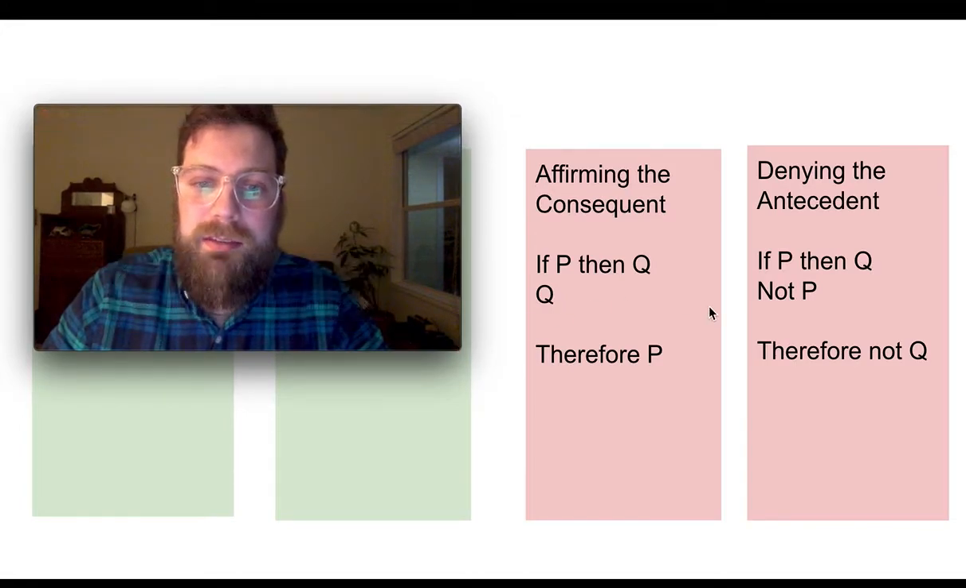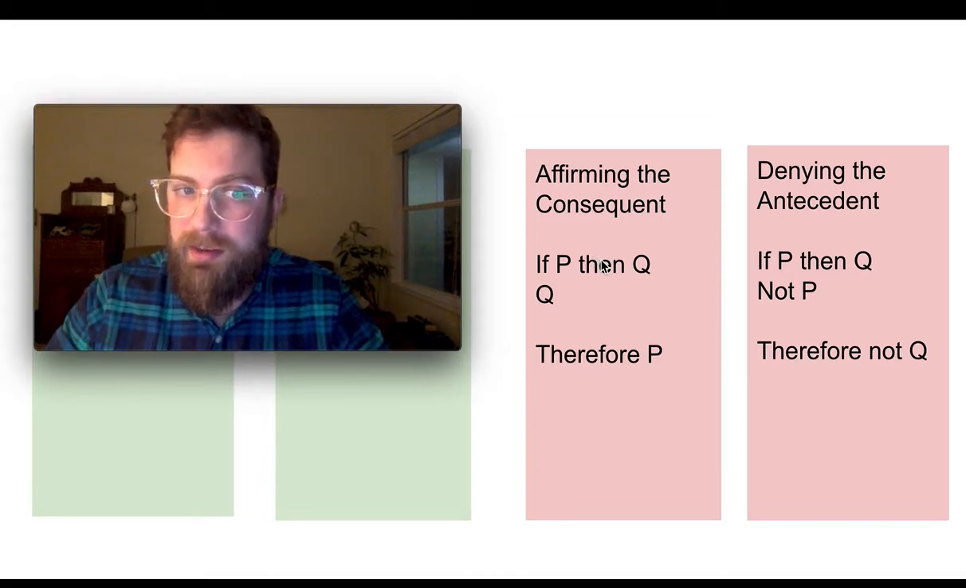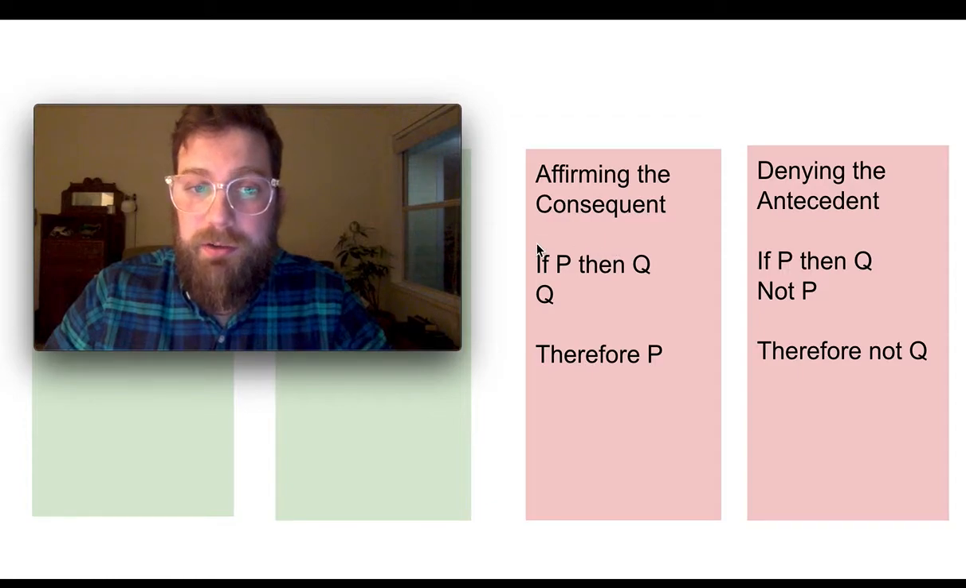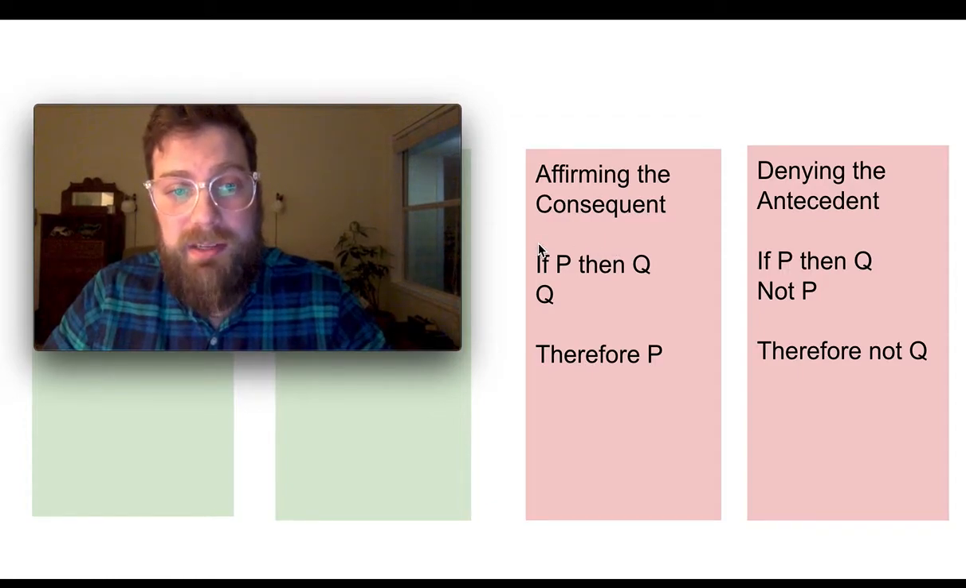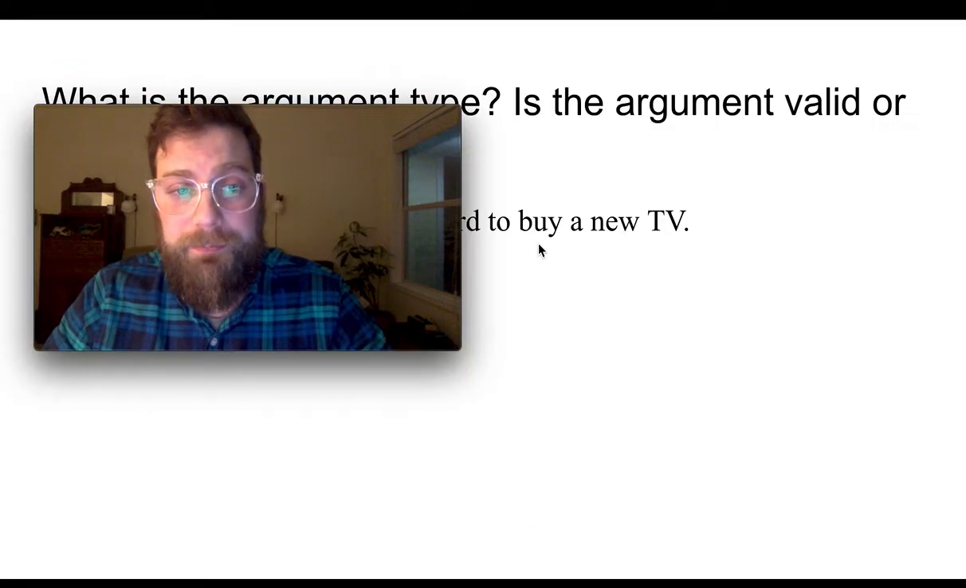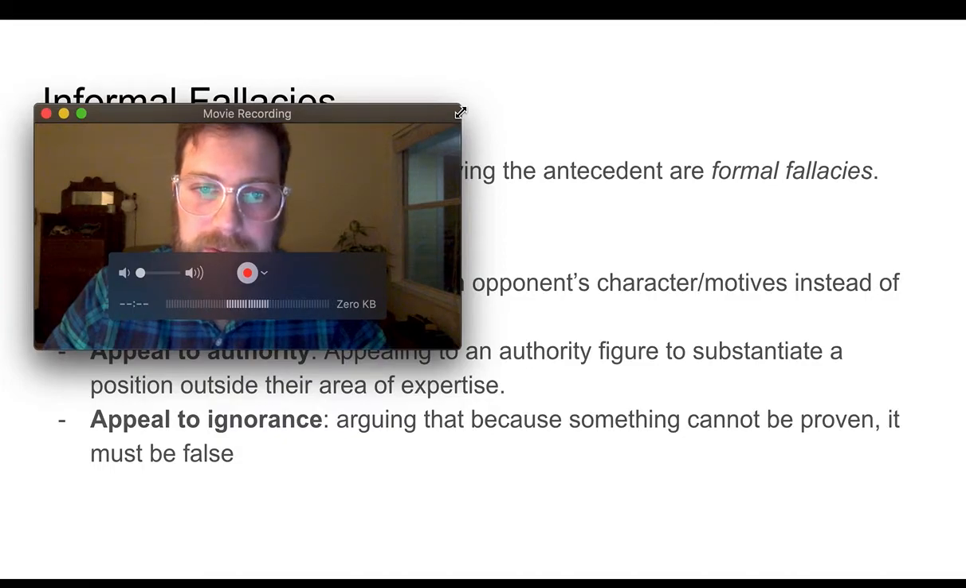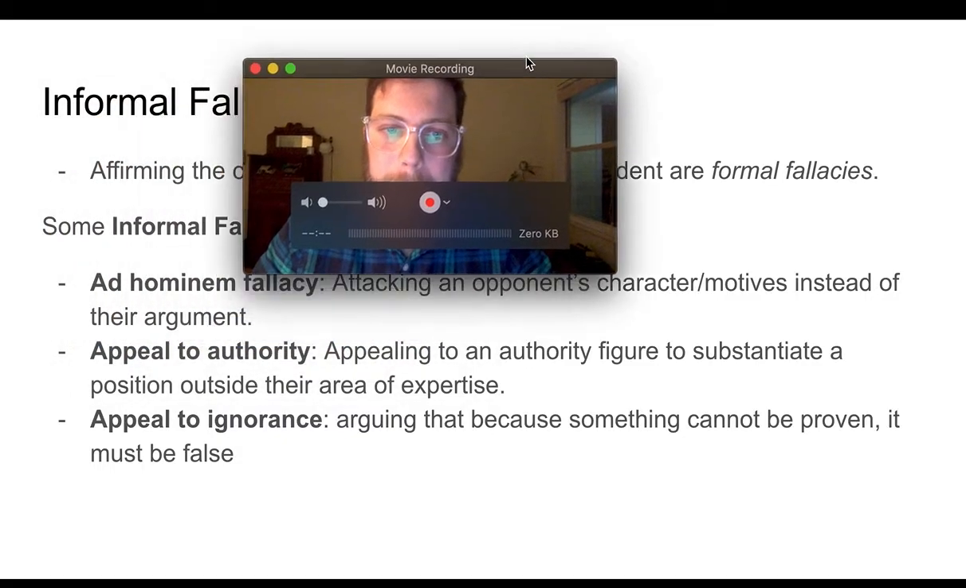Now, these are logical problems with arguments that we can identify just by seeing the logical structure. There are also fallacies in arguments that involve certain informal styles of arguing. So let's run through these informal fallacies quickly.